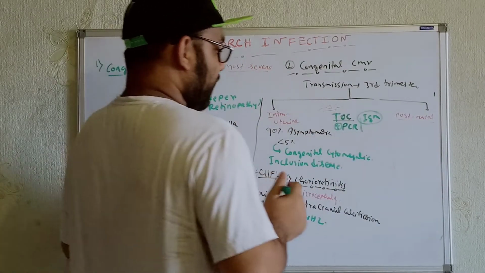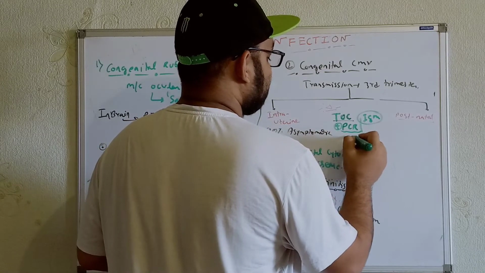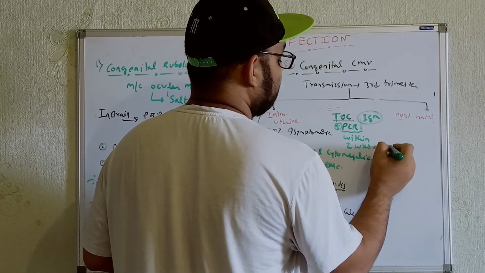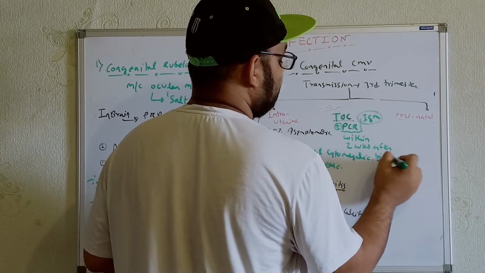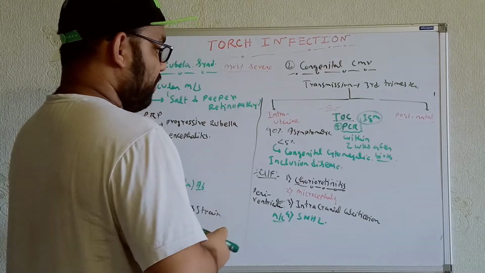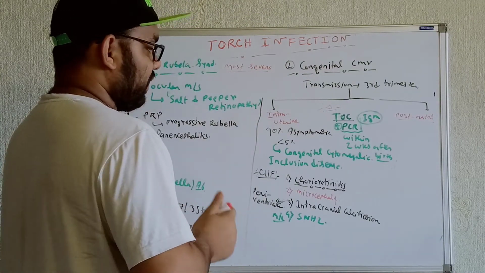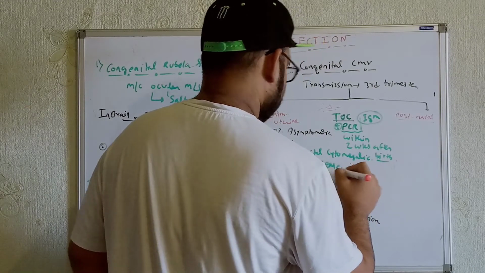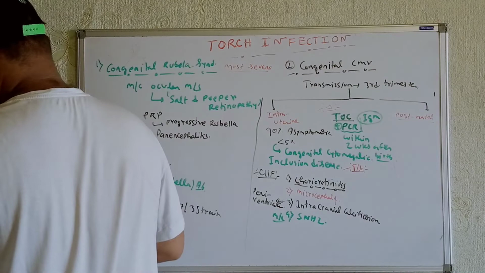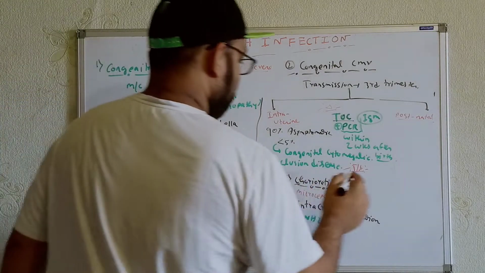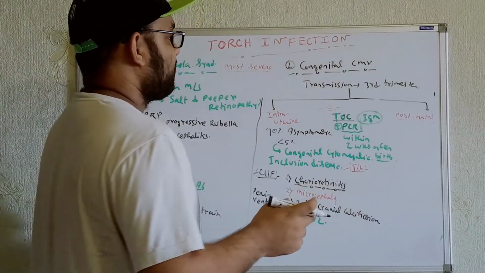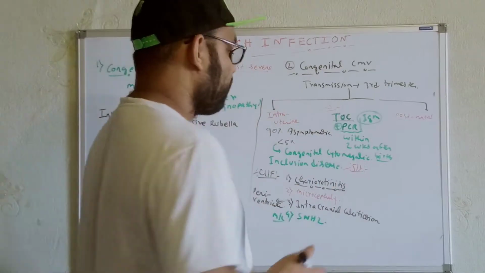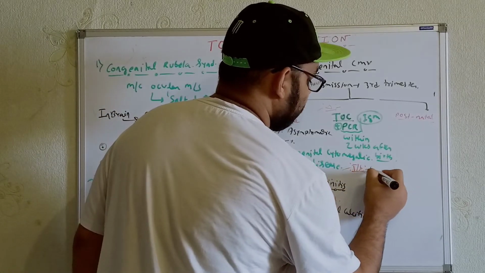Now we have to do the test within 2 weeks after birth. And if we get a positive result, then we have to do the treatment. In terms of the treatment of congenital cytomegalovirus, how can we do the treatment? We can use ganciclovir.